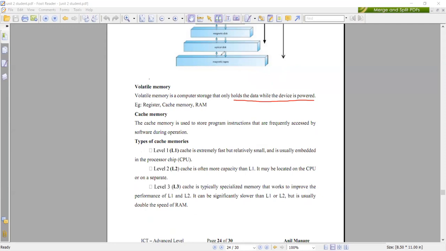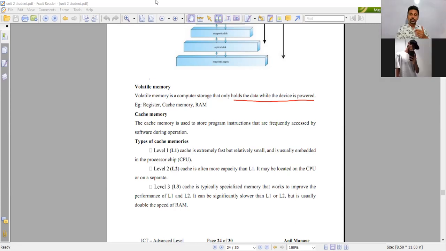RAM. The RAM is where the currently working programs are kept. When the power goes, that means the computer is switched off, whatever you are doing will be lost. Right? So next time when you switch on the computer, you don't get that data again. That is why it is called volatile memory.